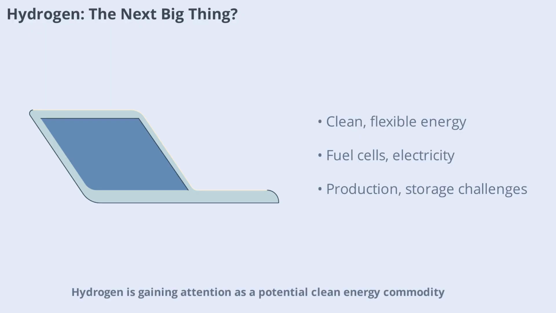Hydrogen is gaining attention as a potential clean energy commodity. It can be produced from water using renewable electricity and used in fuel cells to power vehicles or generate electricity. Hydrogen offers flexibility and zero emissions at the point of use, but challenges remain in production, storage, and distribution. If these hurdles are overcome, hydrogen could play a major role in the future energy mix.